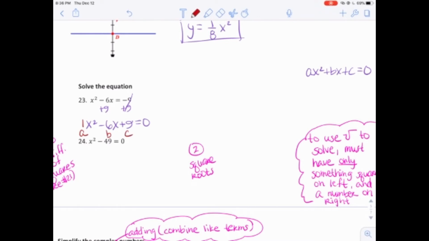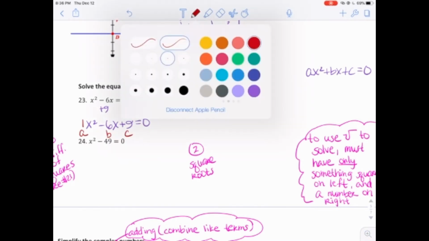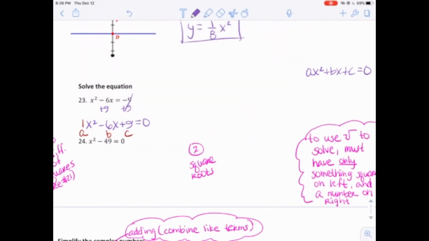Now this one could be done by factoring to solve, but since I already showed you a couple of factoring problems, I want to go ahead and do this one with quadratic formula. So reminder of what the quadratic formula is. It's x is equal to negative b plus or minus the square root of b squared minus 4ac all over 2a. And we're going to plug in a, b, and c.